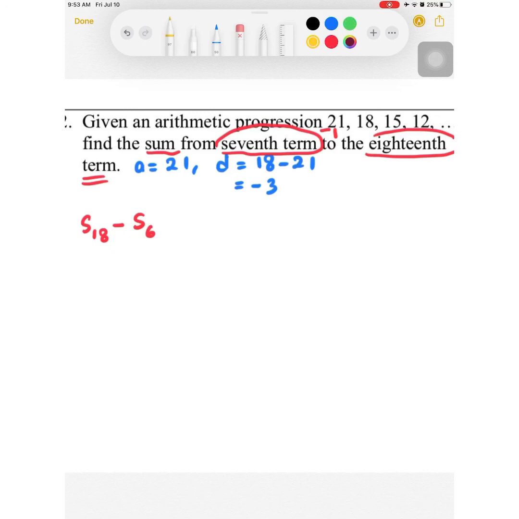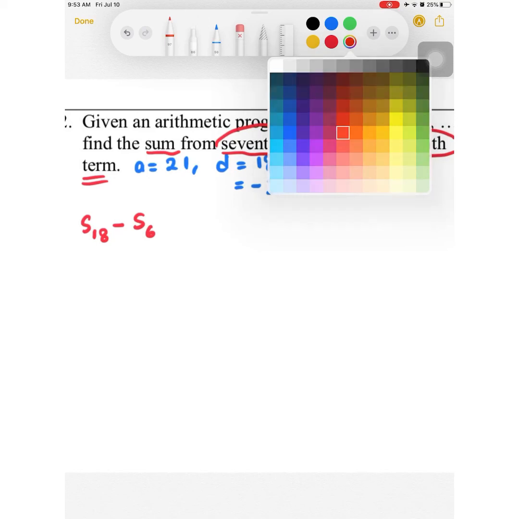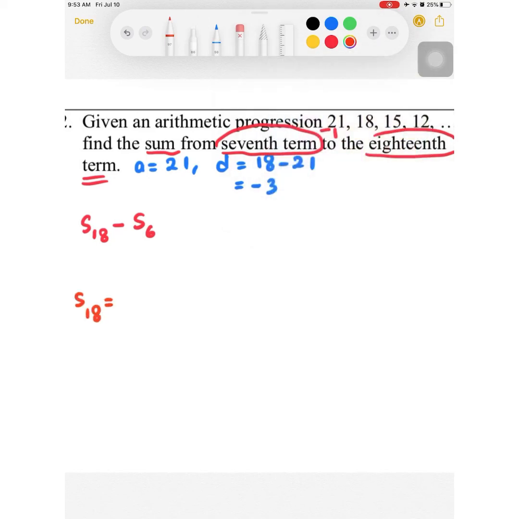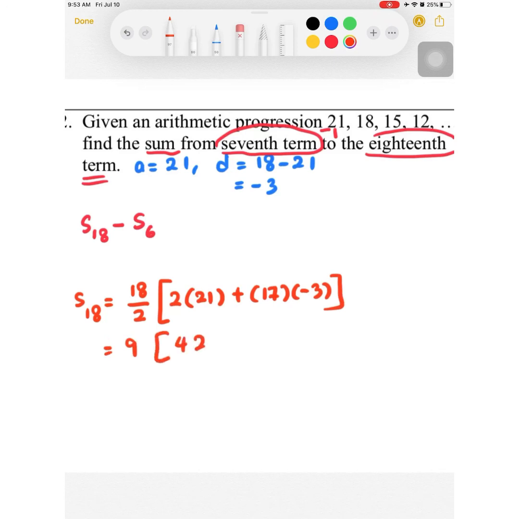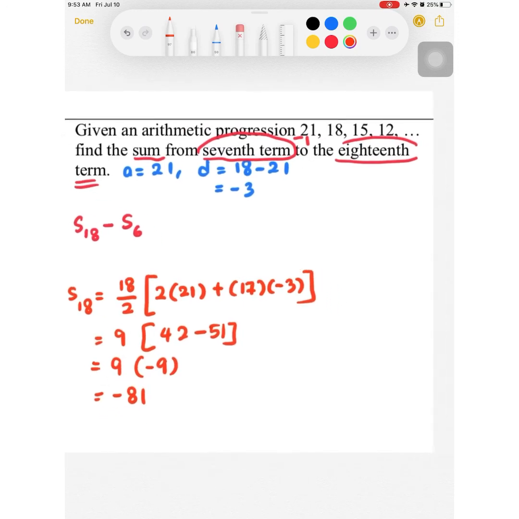So S18 is equals to 18 over 2 times 2a. Our A is 21 plus n minus 1 is 17 times negative 3. So this is equals to 42 minus 51. Then you get 9 times negative 9. You get negative 81. So this is for S18.